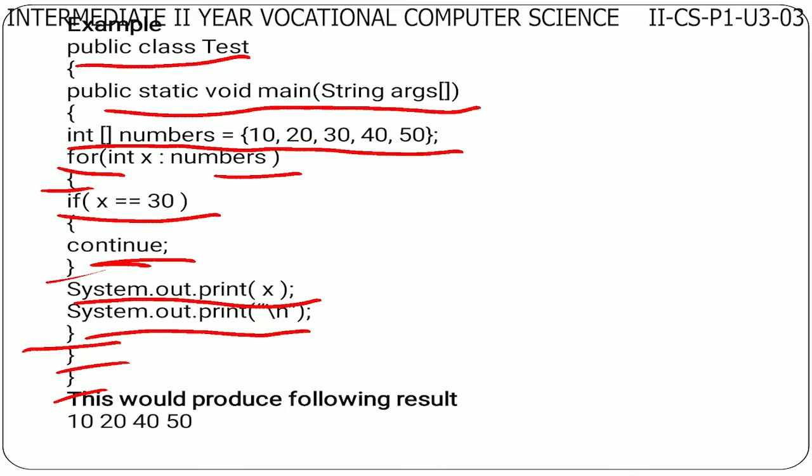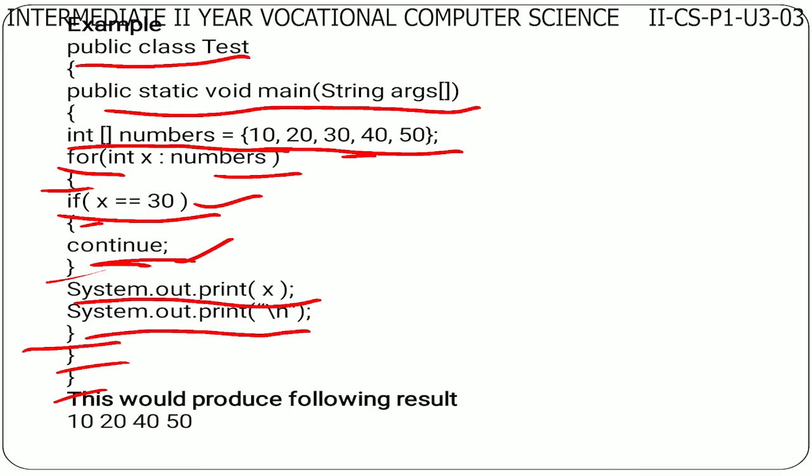First x represents 10 in the array, so 10 is printed. Then it moves to the next position, 20, and 20 is printed. Then it moves to the third position, that is 30. So when x equal to 30, then the condition is true. If the condition is true, the continue statement is executed.